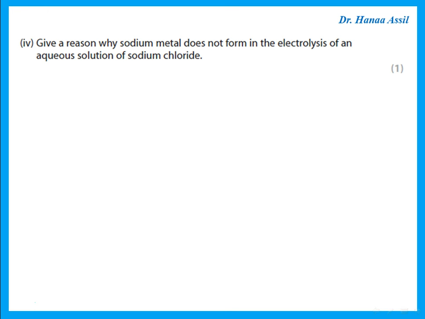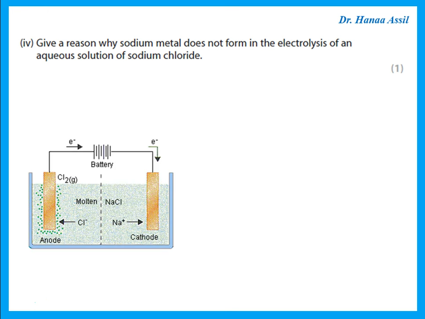Give a reason why sodium metal does not form in the electrolysis of aqueous solution of sodium chloride. Previously, he was talking about molten sodium chloride, and you should know that when we have molten, that means we just heated it until it melted. So we have only sodium ions and chloride ions in solution. So the sodium reacts at the cathode and forms sodium metal. The chloride reacts at the anode and forms chlorine gas.